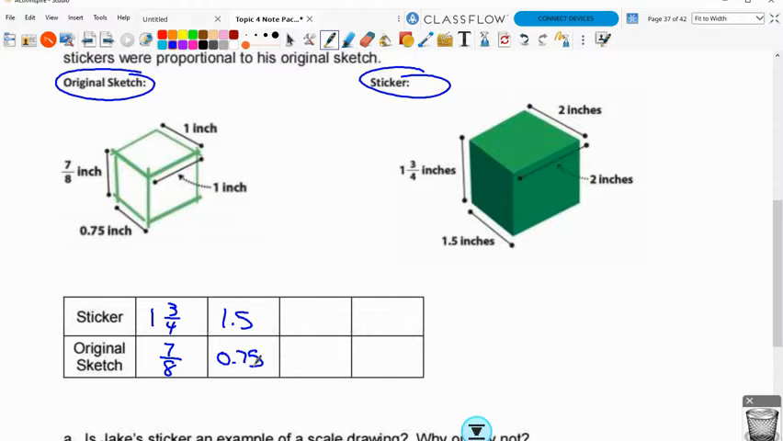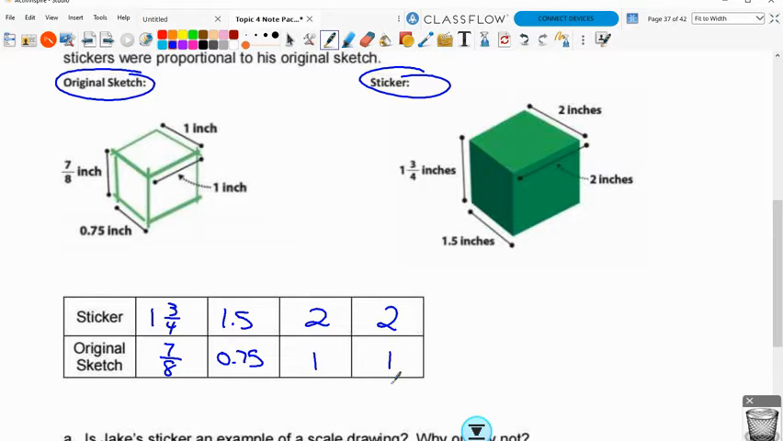Okay, next, we're going to take this 2-inch segment, which we've got labeled right here on the sticker. This 2-inch segment corresponds to this 1-inch segment on the original sketch. And then finally, we have this 2-inch segment, which corresponds to this 1-inch segment. When we set up these tables, we have to make sure that we set up the corresponding values correctly.